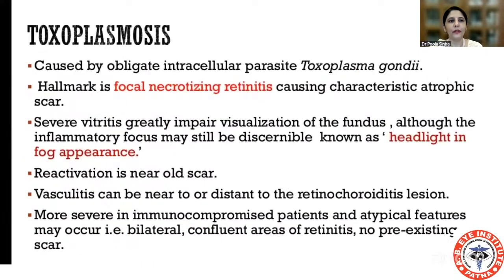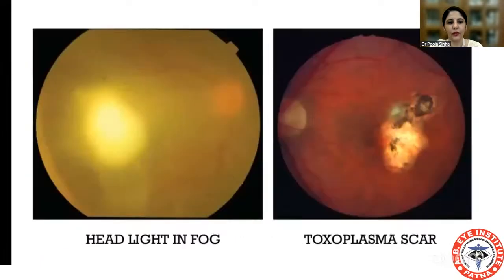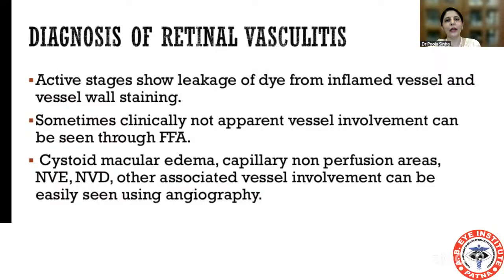Toxoplasmosis, we all know the hallmark is focal necrotizing retinitis caused by Toxoplasma gondii. And the most important feature is the headlight in the fog appearance, because there is severe vitritis. And as has been highlighted earlier in the talk, there's reactivation near an old scar. So this is the headlight in the fog appearance on the left-hand side, and on the right-hand side, you have a healed Toxoplasma scar.